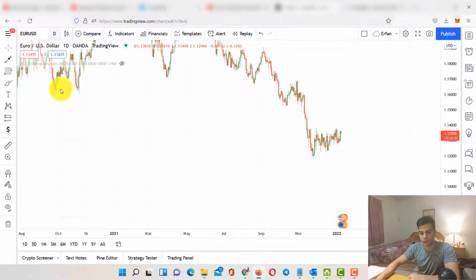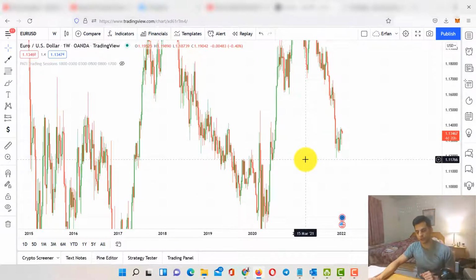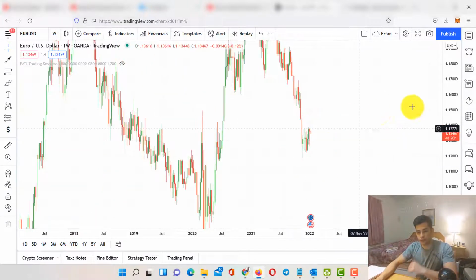I'm going to start with weekly, and then I break it down to daily, 4 hour, and 1 hour. But just a disclosure here: I only trade the 5 minute time frame and 1 hour. I analyze the market on 1 hour and take my trades on 5 minutes. But I want to explain everything to you, that's why I start with weekly.